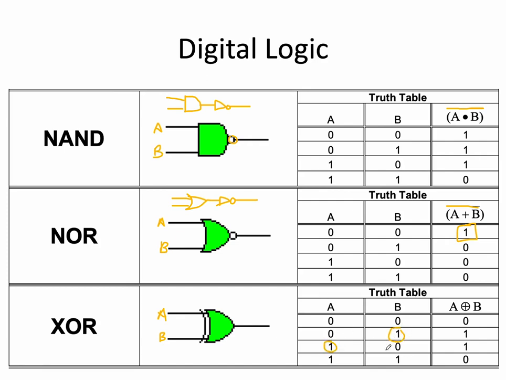So it has to be exclusively one or the other, but not both of them. And the symbol for exclusive OR is kind of bizarre. It's an OR with a circle around it. So the plus sign for an OR, but with the circle around it. And that's an exclusive OR.